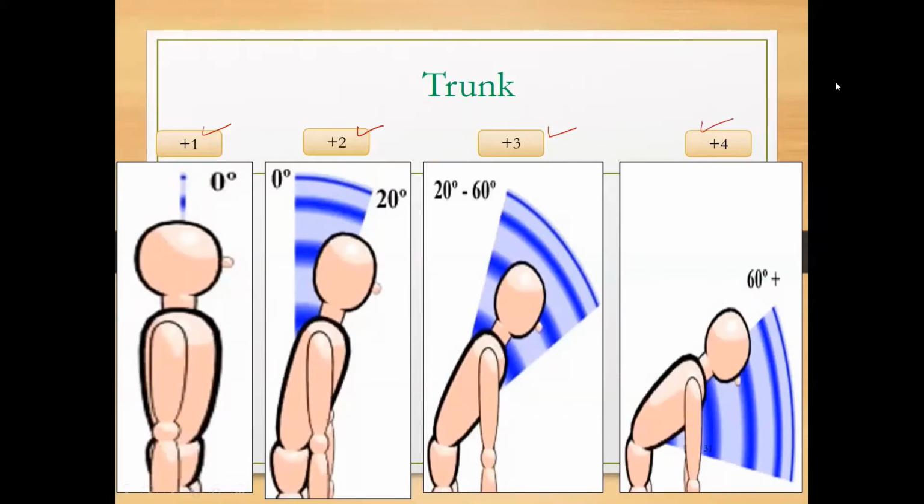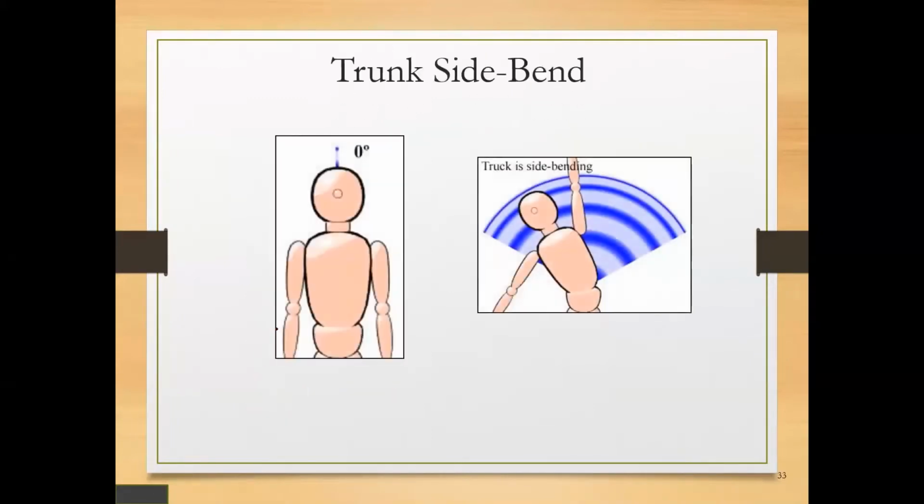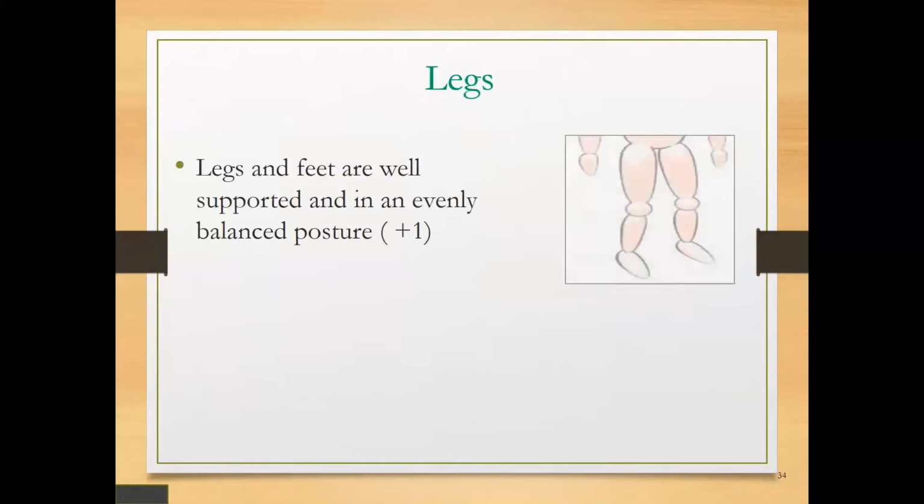And you can see that there is no hyperextension of trunk possible. So there is no score for hyperextension. Twisting in the transverse plane, if it is there, you will add 1. And if there is side bending in the frontal plane, you will add 1. So trunk can also have a maximum score of 6: 4 for flexion in the medial plane, 1 for twisting, and 1 for side bending. So maximum score can be 6.